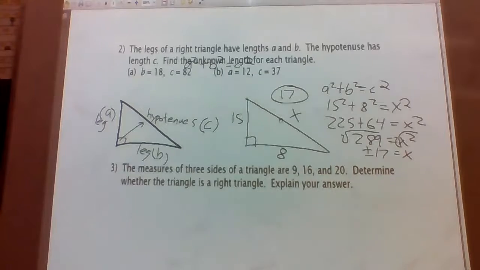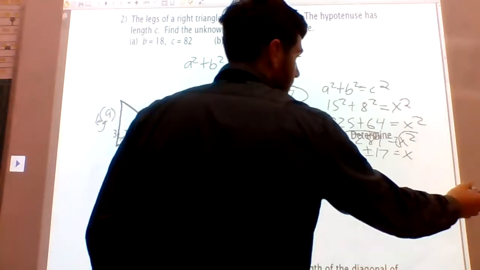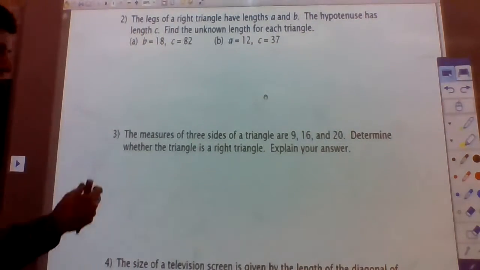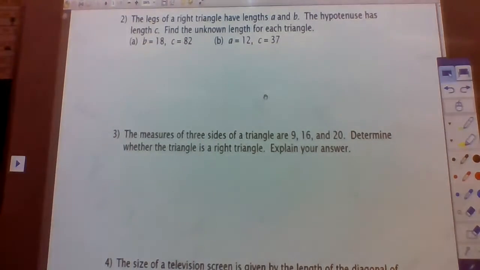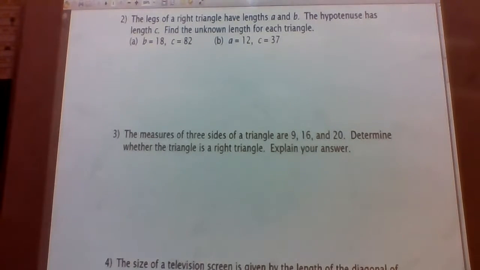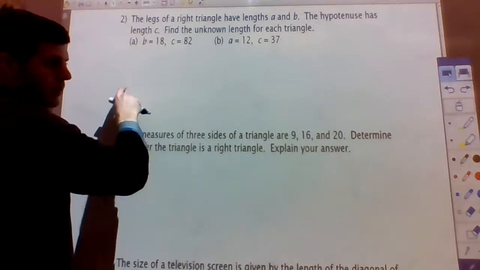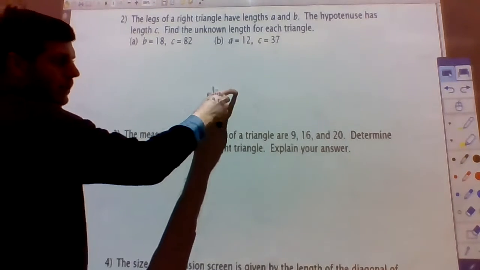Number 2. So the legs of a right triangle have lengths A and B. Right, and the letters A, B, and C are kind of arbitrary. The point is that the square of the two legs added together is going to equal the square of the hypotenuse, the length of the hypotenuse. Right, so it doesn't need to be A, B, and C. We can do X, Y, and Z, L, M, and N, E, D, and F, whatever we want to do. So the key is it's the length of one leg squared plus the length of the second leg squared equals the length of the hypotenuse squared.